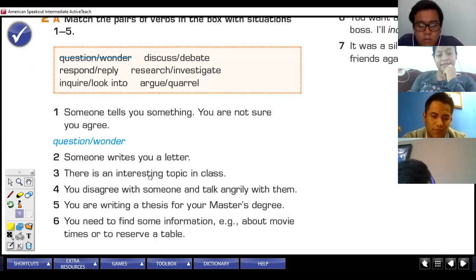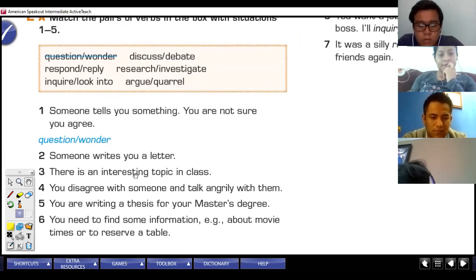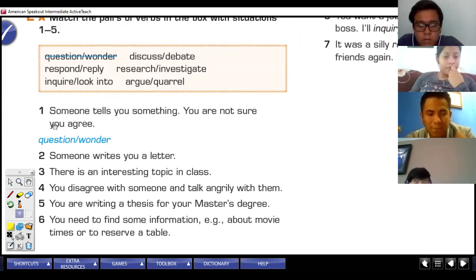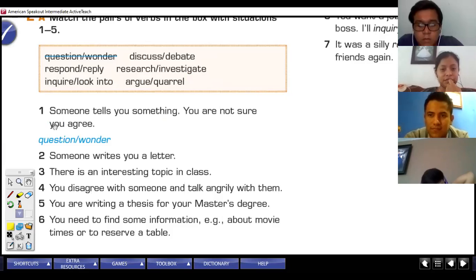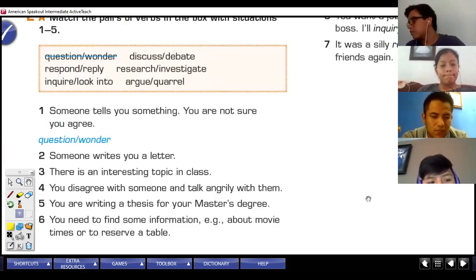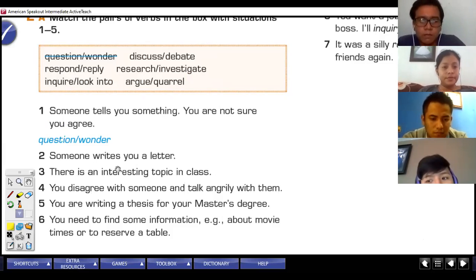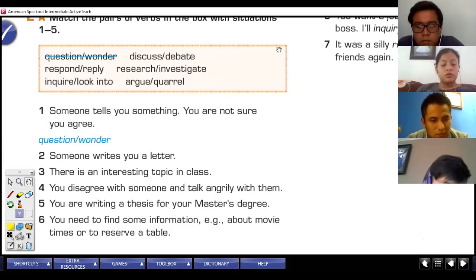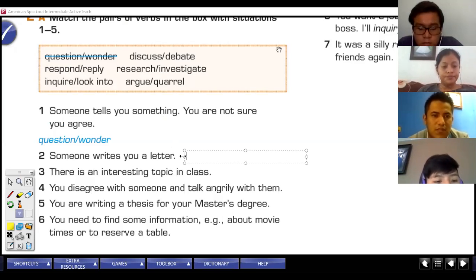Okay. And now you're going to tell me which verbs correspond to each case. Giselle, can you read the example, number 1? Someone tells you something, you are not sure you agree. Question, wonder. Yes, when you think about something and you are not sure. That could be question or wonder. Now let's read number 2. Someone writes you a letter. Which verbs can you use? Respond or reply.